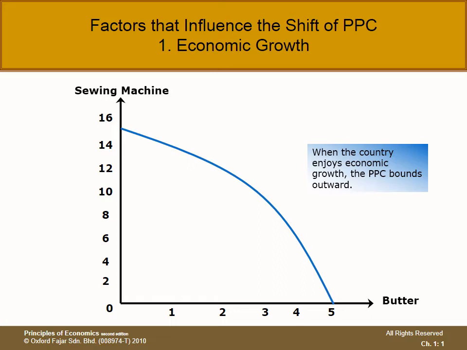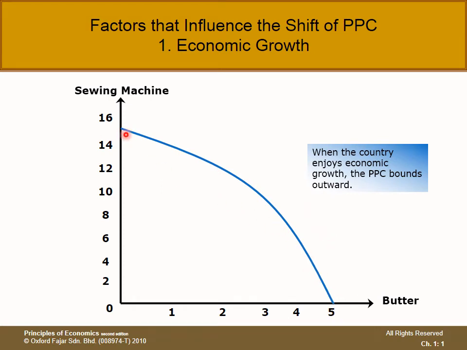So it means that if we have higher economic growth, of course we can produce both of the goods. We can produce more sewing machines, and at the same time we can also produce more butter. If you look at this curve, before this it is 15, and this is also 15. So this is your original PPC before we have higher economic growth. You can see that the blue one is our original PPC.